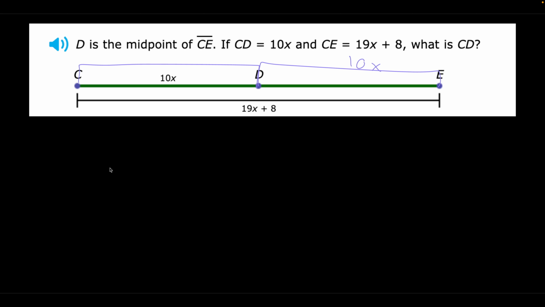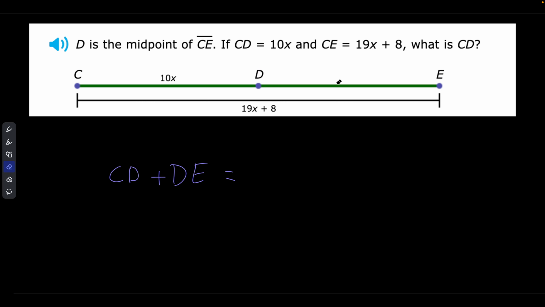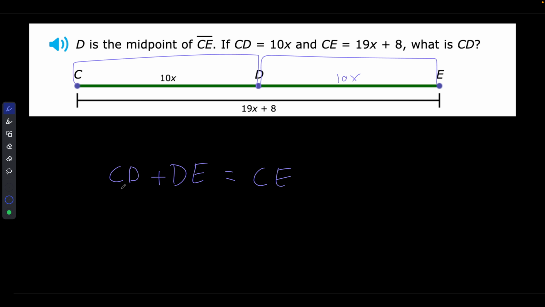And now, think about it this way. CD plus DE equals the whole line, right? Make sure we understand that. CD, this part, plus DE, this part, equals the whole line CE. Well, now we can start plugging in stuff, because I know what CD is. CD is 10x. I know what DE is. That's 10x. And I know what CE is. That's 19x plus 8. And now we have an equation.